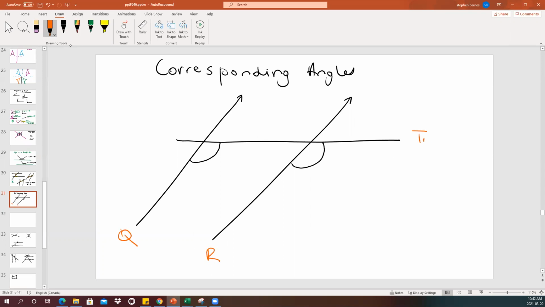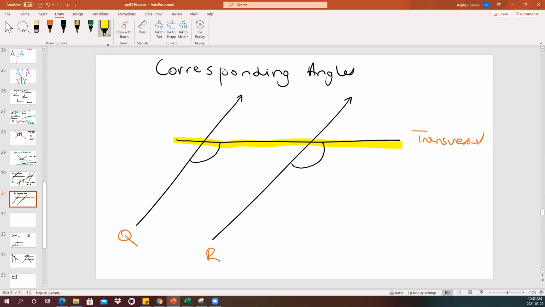This is your transversal here, right? So you find them by first identifying your transversal. So we can say, okay, this is our transversal right here, right? And then you say on the same side of the parallel lines, right?